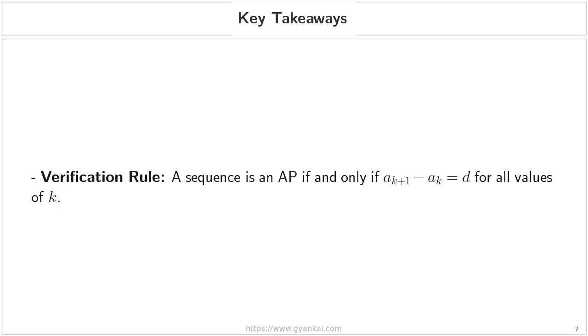Mathematically speaking, we say a sequence is an arithmetic progression if and only if a sub k plus 1 minus a sub k equals d, for all values of k. In simpler terms, this is just the formal way of saying that no matter which pair of consecutive terms you pick, the result of subtracting the earlier term from the later term must always equal that same constant difference, which we call d.